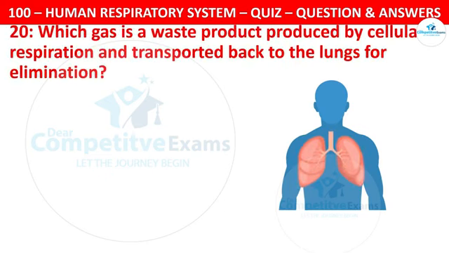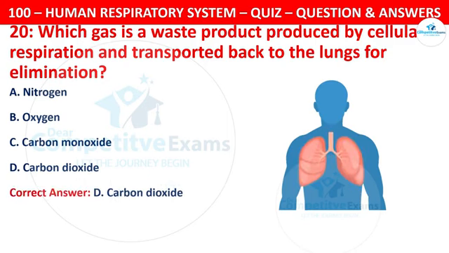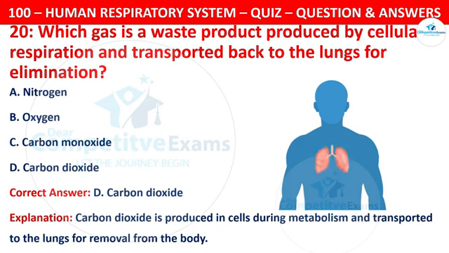Which gas is a waste product produced by cellular respiration and transported back to the lungs for elimination? Your options are nitrogen, oxygen, carbon monoxide, or carbon dioxide. The correct answer is D, that is carbon dioxide. Carbon dioxide is produced in cells during metabolism and transported to the lungs for removal from the body.